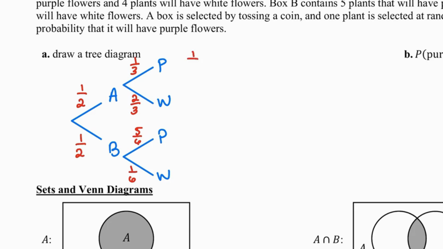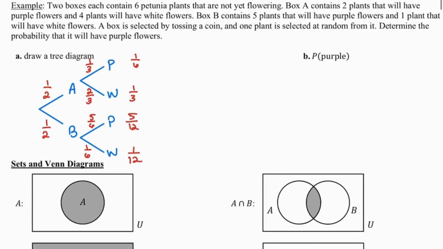So 1/2 and 1/3 multiplied is 1/6. 1/2 and 2/3 multiplied is 1/3. 1/2 and 5/6 is 5/12. And then 1/2 times 1/6 is 1/12. So again, if you add all those up, those are the only possibilities that can happen in this scenario, so they should all add up to 1. So what's the probability of getting a purple petunia plant? Well, if we go through box A and get a purple plant, that's a probability of 1/6. If we go through box B and get a purple petunia plant, we get 5/12.